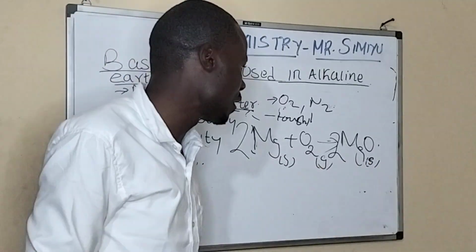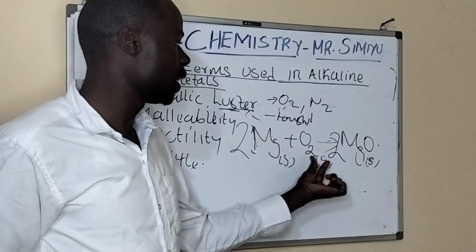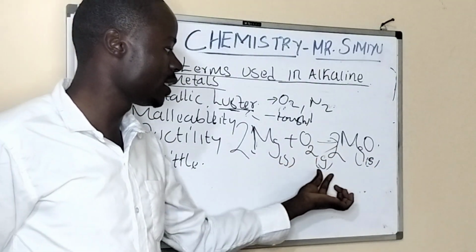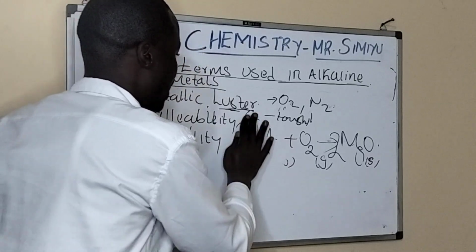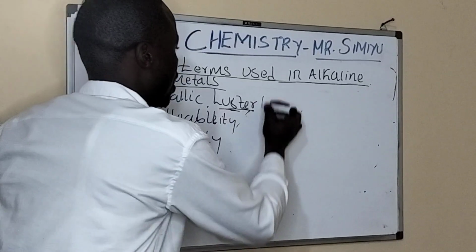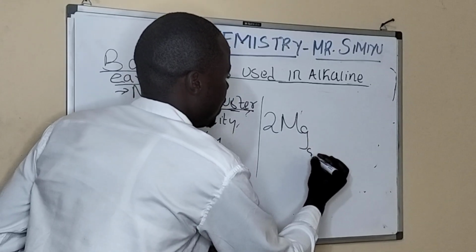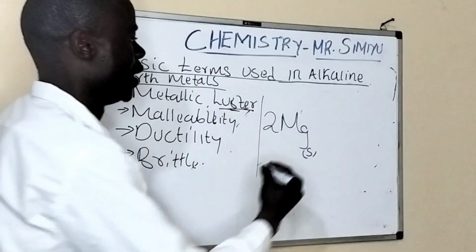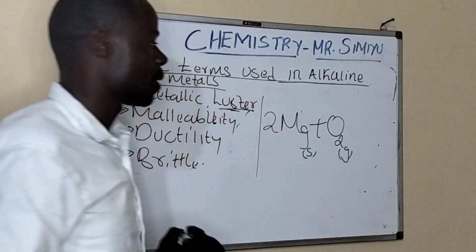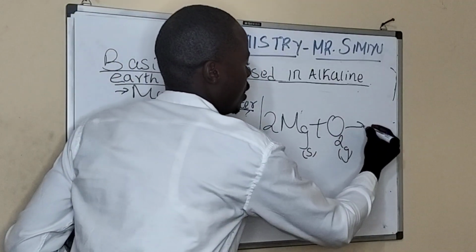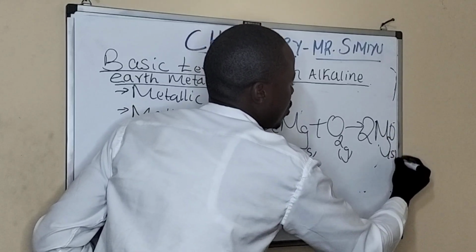So when you write an equation very well, make sure that it has a balance, and then it has the chemical symbols. We have 2 Mg, state symbol solid, plus O2, state symbol, oxygen gas, and then you get 2 moles of magnesium oxide, that's also a solid, state symbol.